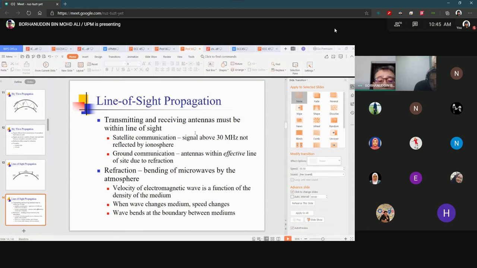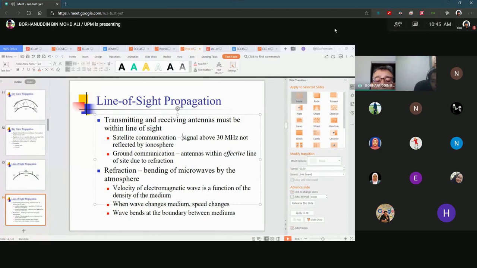Like satellite, but for satellite you're talking about a higher band, Ku band, 14 gigahertz, so there's no problem. They are not affected by the ionosphere. Ground communication antennas are within effective line of sight, due to refraction. So they could refract a bit. They can bend around the surface of the earth, but they are still considered line of sight because they can arrive at the receiver at a certain strength.